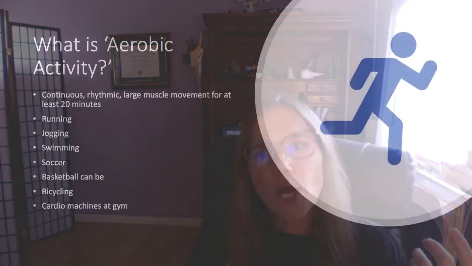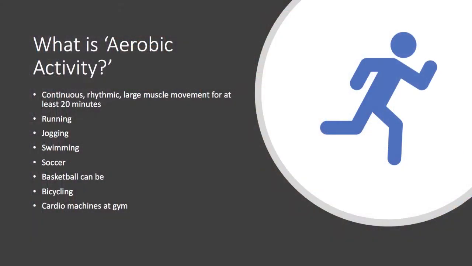Okay, so again, what is aerobic activity? Continuous rhythmic large muscle movement for at least 20 minutes. We say large muscle because large muscle movement uses more blood and oxygen, and carbohydrates are an energy source, and fat is an energy source, which aerobic activity uses. You can measure it in calories burned. Remember I said a calorie is a measurement of energy, so you can actually measure exercise in calories.